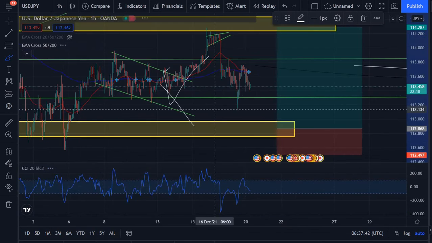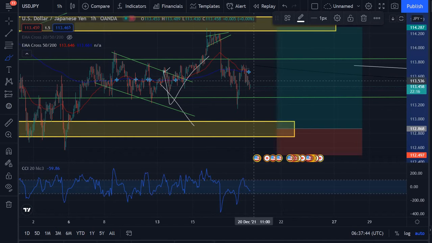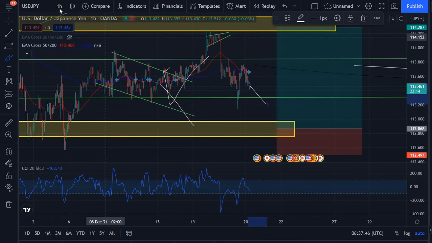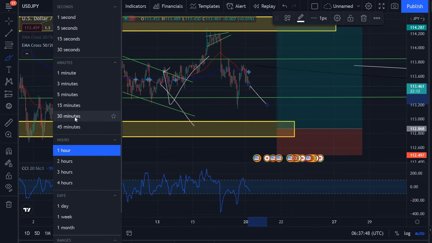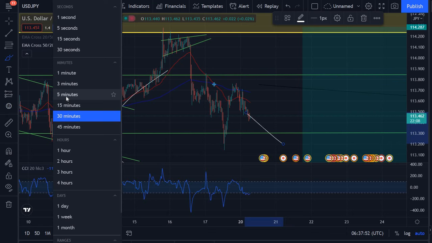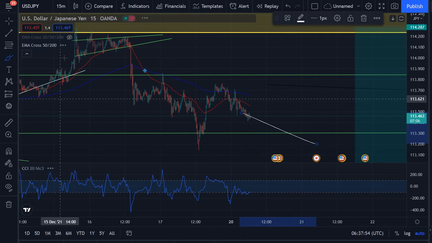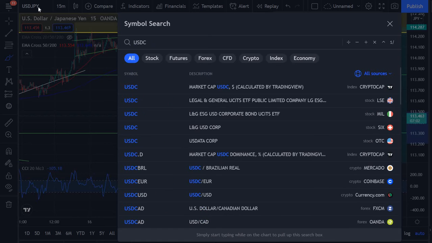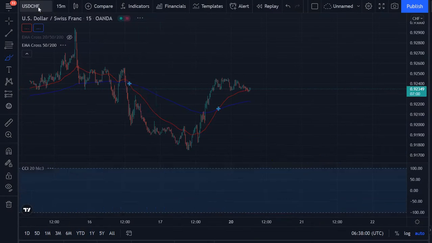USD Japanese yen here, the 1-hour chart, seeing a bearish cross, so we could go lower. The market will open soon. So this is the USD Japanese yen. Taking a look at the USD Swiss franc.